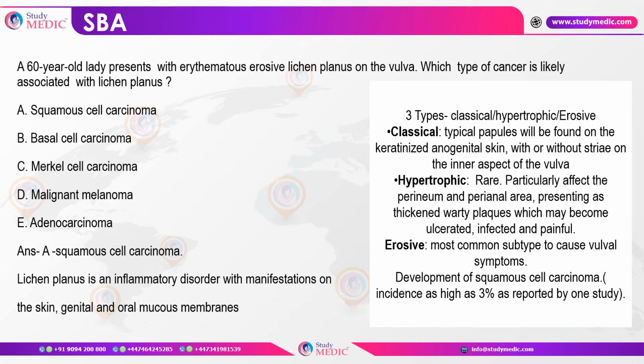In women who have lichen planus, 3% of them are found to progress to carcinoma of the vulva. With lichen sclerosis, the association is 5%.